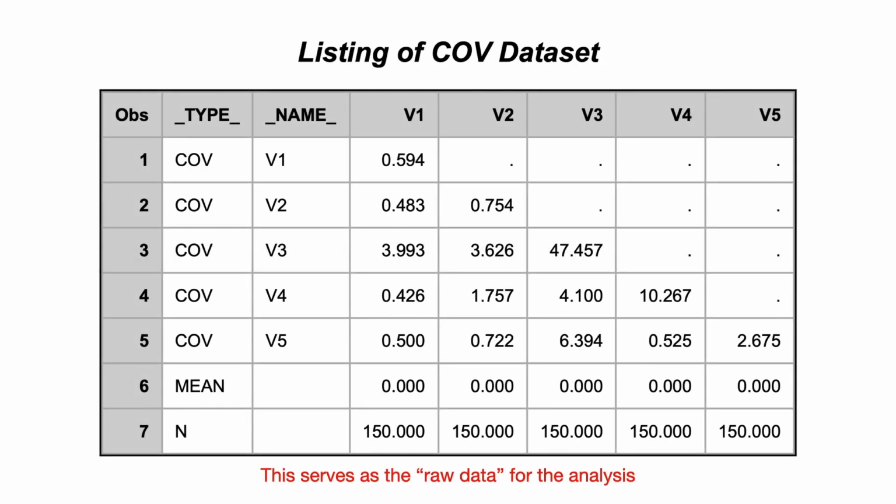And so here we have a listing of the COVE dataset that contains the covariance matrix, as well as the values of the means and the sample sizes for the 5 manifest variables. And you'll recall that we don't have the raw data for this example, but we do have the covariance matrix as well as the sample size. And so this covariance matrix, along with the sample sizes, serves as the raw data for this analysis.